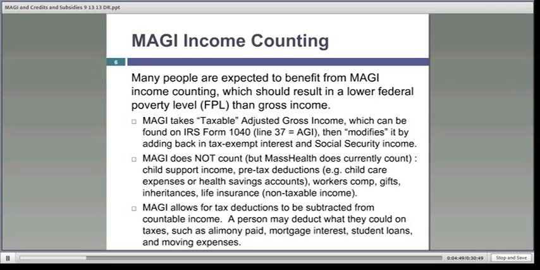Slide 68, we go over the income piece of MAGI. We just talked about how to determine the household. Now that we know in whose household, we're going to look to see how much income there is.